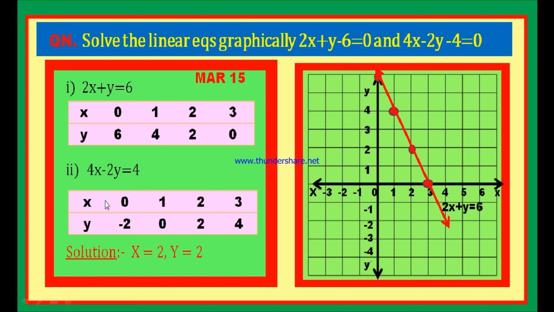You need not take these values only, but you can take x is equal to minus 1, minus 2 also. Anyhow, take 4 values, 4 points that lie on the straight line and then represent them on the graph sheet.